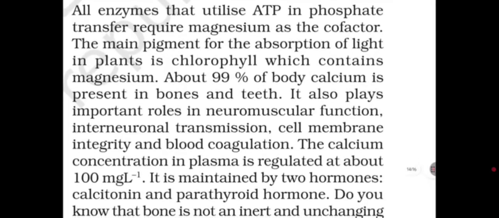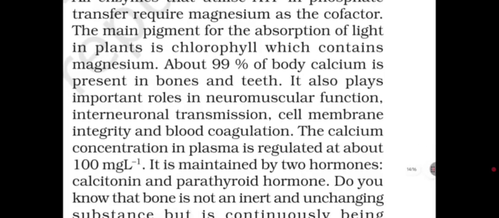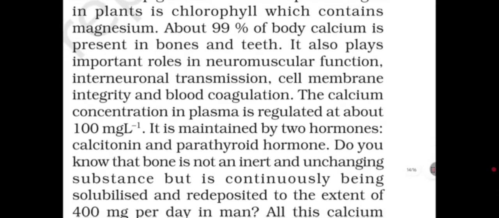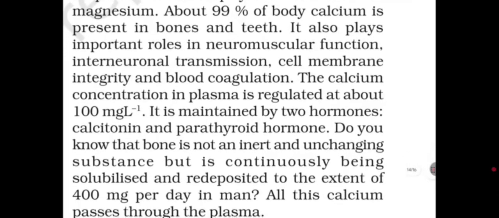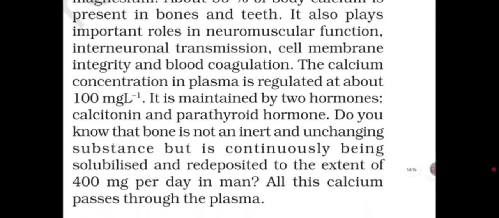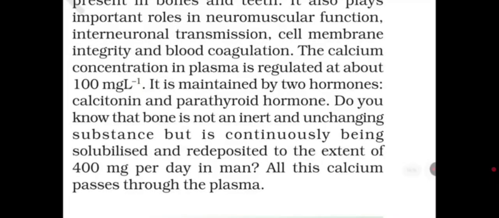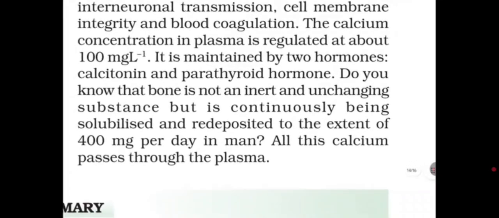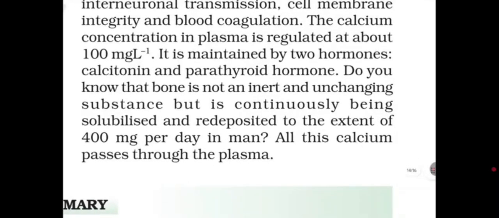All enzymes that utilize ATP in phosphate transfer require magnesium as the cofactor. The main pigment for the absorption of light in plants is chlorophyll, which contains magnesium. About 99% of the body calcium is present in bones and teeth. It also plays an important role in neuromuscular function, interneuronal transmission, cell membrane integrity, and blood coagulation. The calcium concentration in the plasma is regulated at about 100 mg per liter. It is maintained by two hormones, calcitonin and parathyroid hormone.